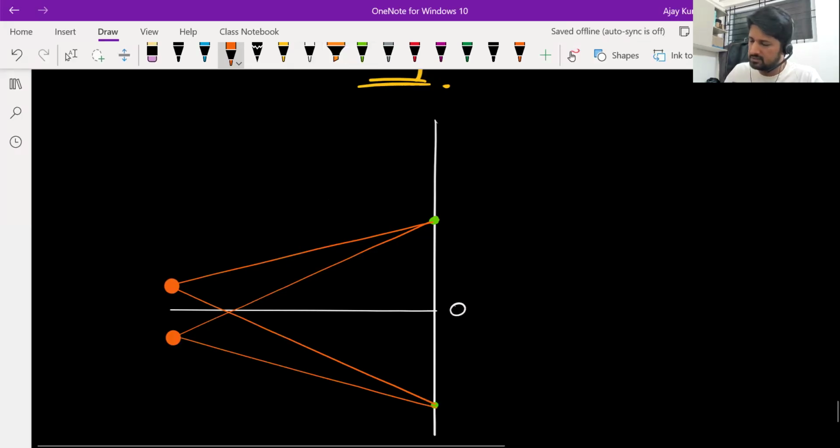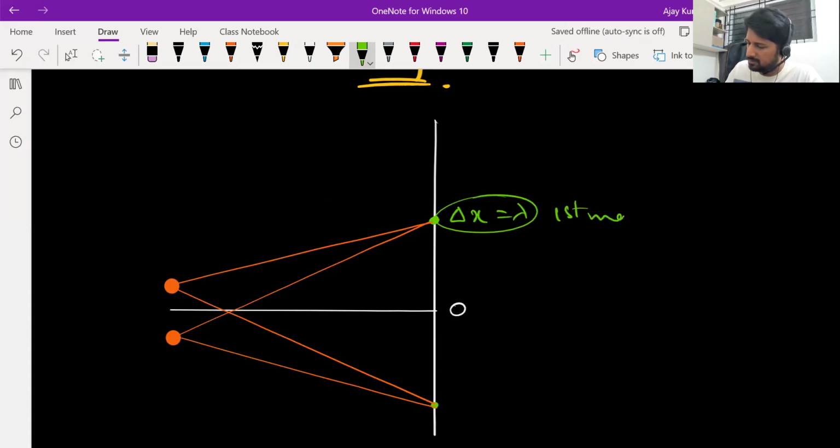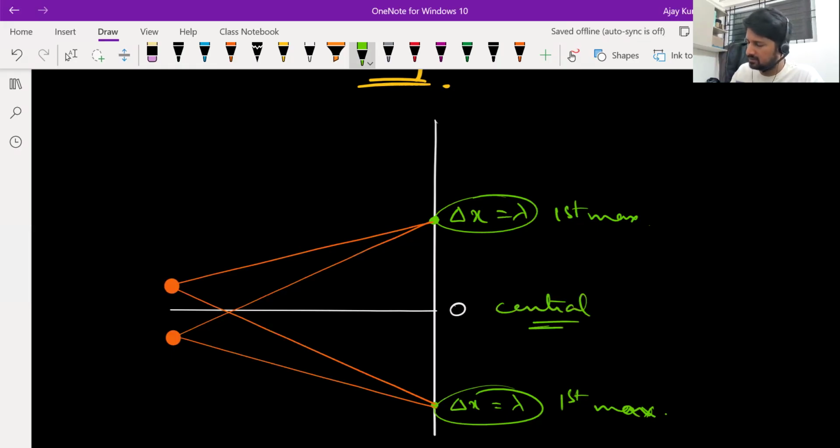If the path difference here is lambda, you call this the first maximum on the upper side. And here the path difference is lambda. You call this the first maximum on the lower side. Both are first maximum only. So you will have two of each maxima other than the central one. Central will only be one always. The other maxima will occur in pairs. Other minima also will occur in pairs.